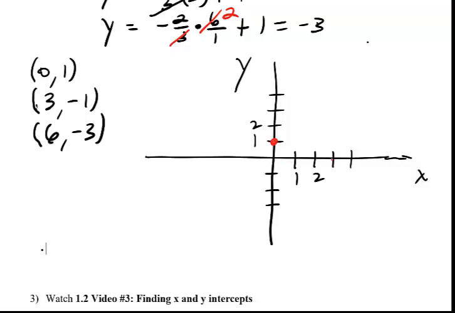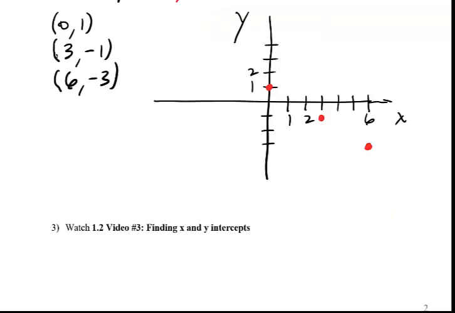And then I've got 3, -1, right 3 and down 1. And then for that third point, it looks like I need a little bit more scale. 3, 4, 5, 6. And I need to go right 6 and then down 3.